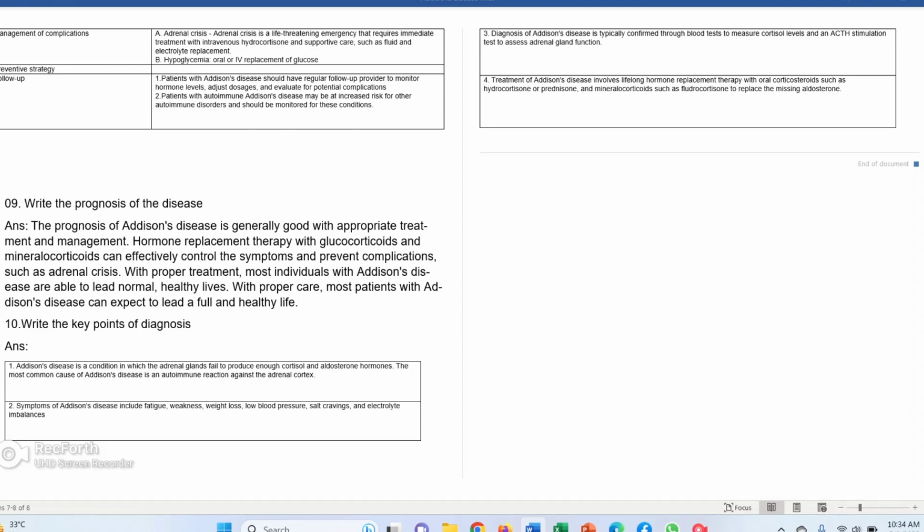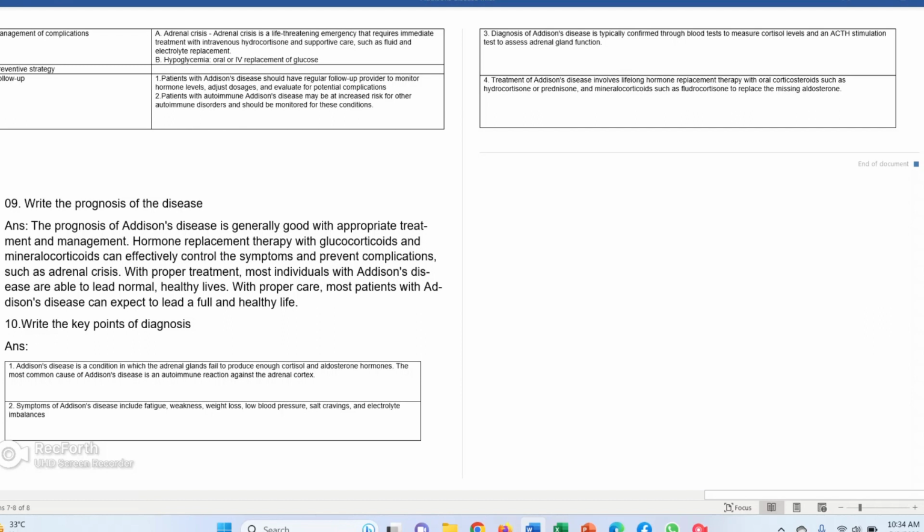Management of complication. Adrenal crisis. Adrenal crisis is a life-threatening emergency that requires immediate treatment with intravenous hydrocortisone and supportive care such as fluid and electrolyte replacement. Hypoglycemia will be corrected by oral or IV replacement of glucose.